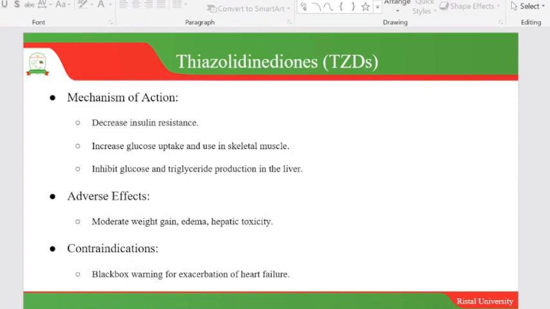These drugs have a black box warning, in cases where people have exacerbation of heart failure. So when we talk about black box warning for exacerbation of heart failure, that means that there is a serious warning that if this drug is used, it will lead to exacerbation or exaggeration of heart failure. So if the person has a problem with the heart, then the person is not allowed to use this kind of medication.